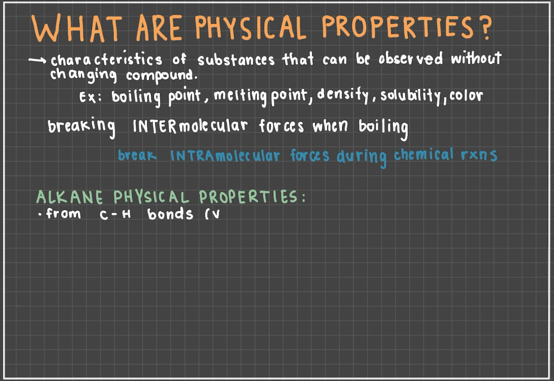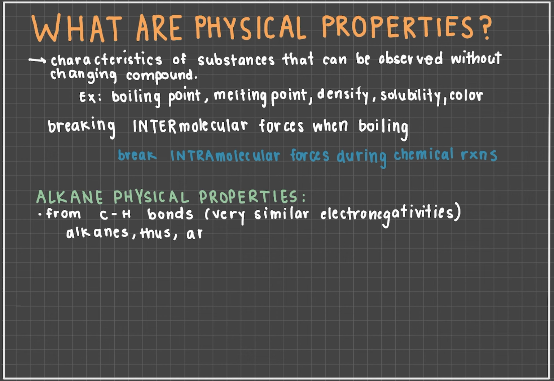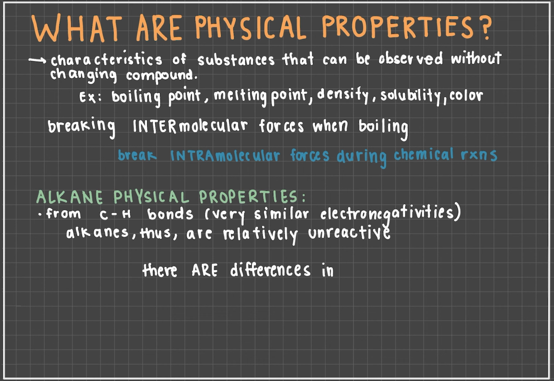Now for alkanes. The physical properties of alkanes stem from their chemical bonds. Alkanes contain carbon and hydrogen single or sigma bonds. Because carbon and hydrogen have very similar electronegativities, alkanes are relatively inert or unreactive compounds. However, differences in physical properties can be seen within the alkane family.